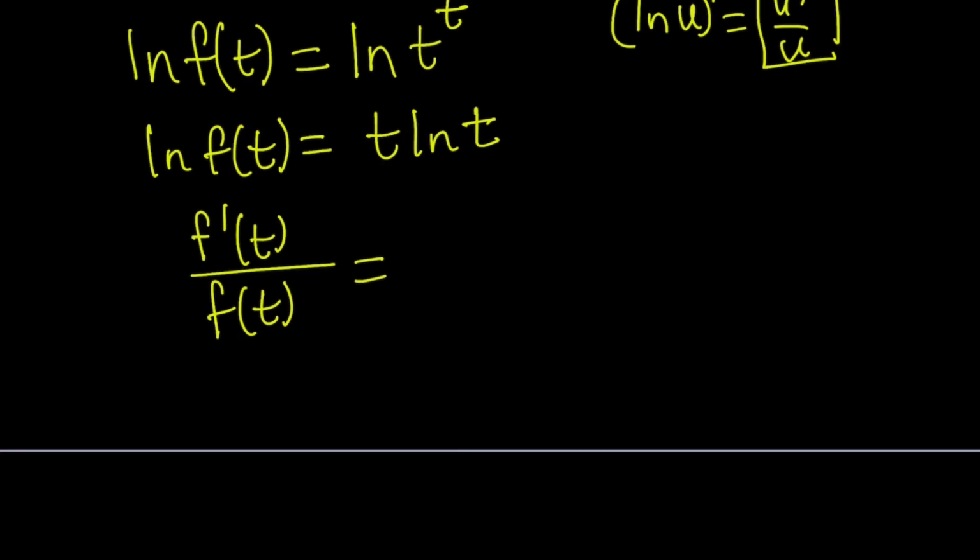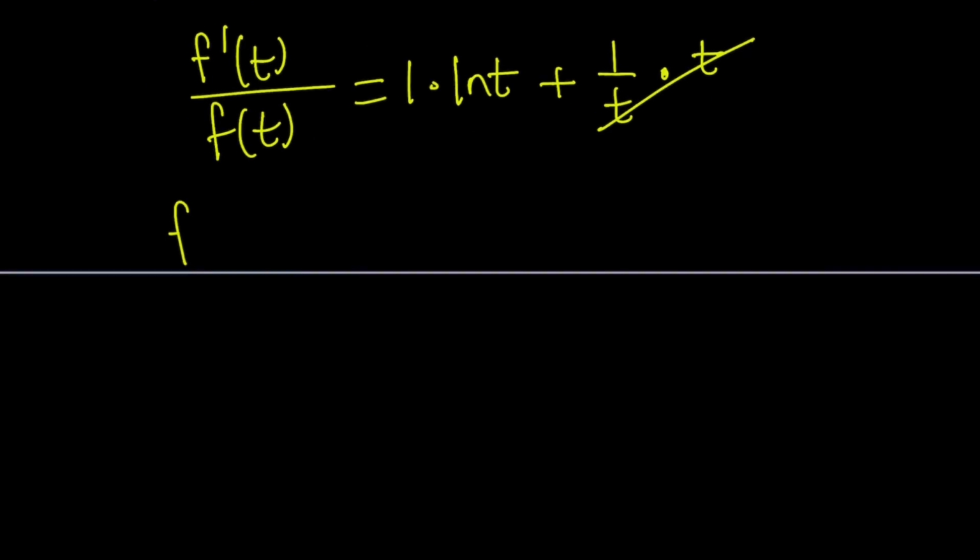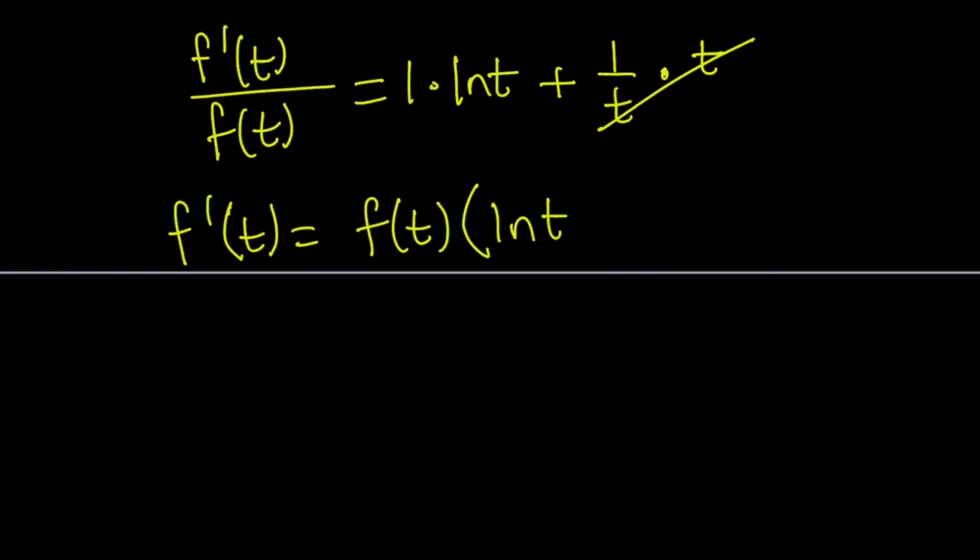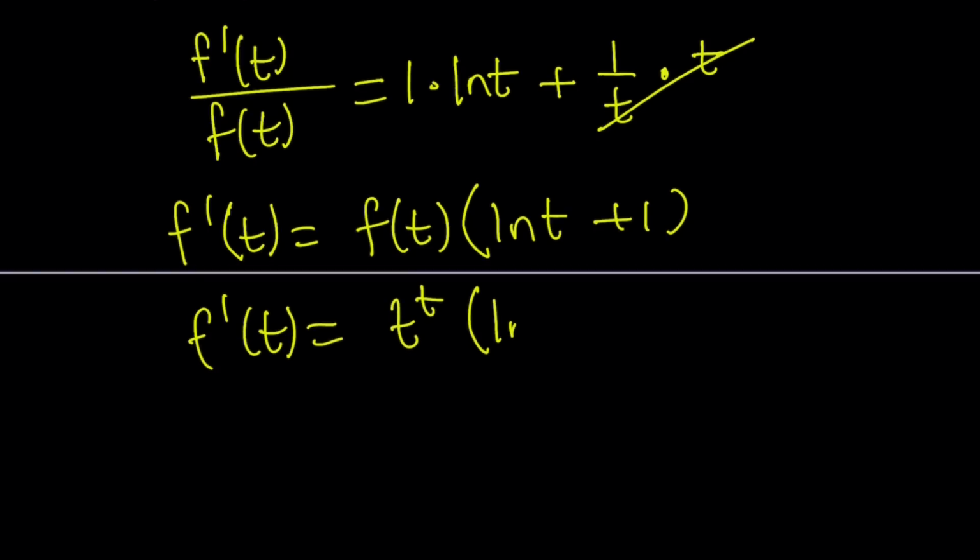And on the right-hand side, we have the product rule. So derivative of t is 1, multiplied by ln t. The derivative of ln t is 1 over t, with respect to t, of course, times t. So from here, t cancels out. And if you multiply both sides by f of t, you get f of t multiplied by ln t plus 1. But f of t is t to the t, so f prime of t equals t to the t times ln t plus 1.